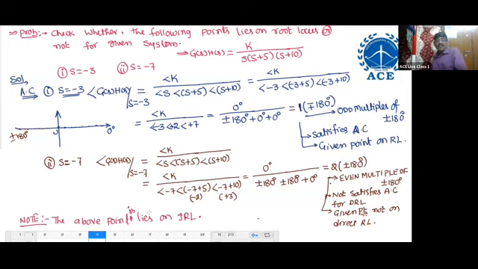So like this, you have to check the angle condition. If you know the third rule, we can identify directly. That will come later, no need to worry. I will discuss the third rule later.